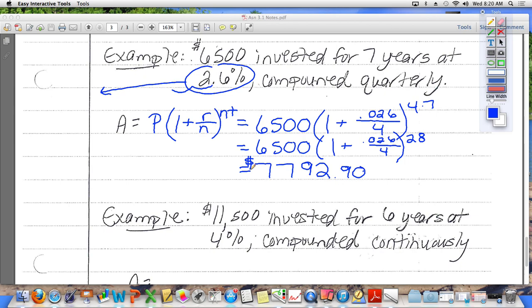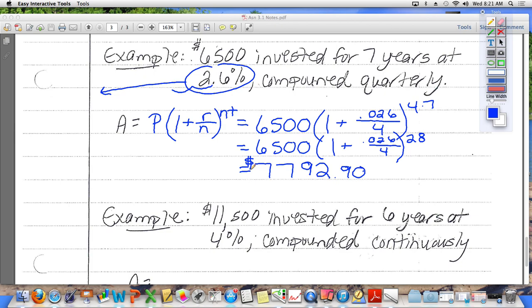Interest rates now are so low that they're just not good right now. You're not going to make a lot of money off of just sticking money in a bank account. You will earn money if you invest it in stocks and such. You will earn a lot more money that way, depending on how risky the stocks are. So, all right, are you okay with this? Were you guys able to get $7,792.90 for those of you that actually tried it?